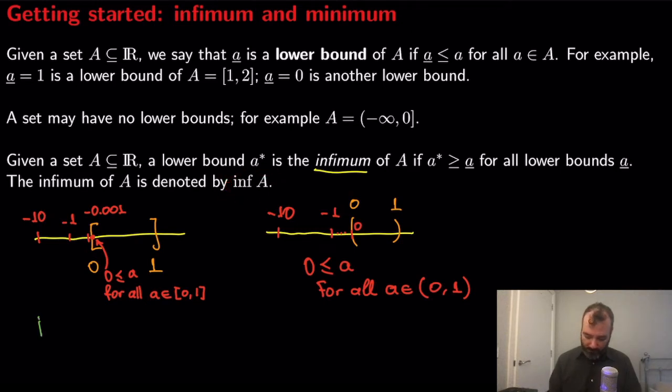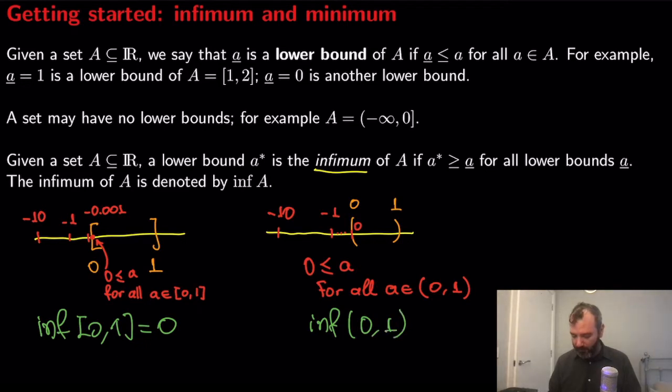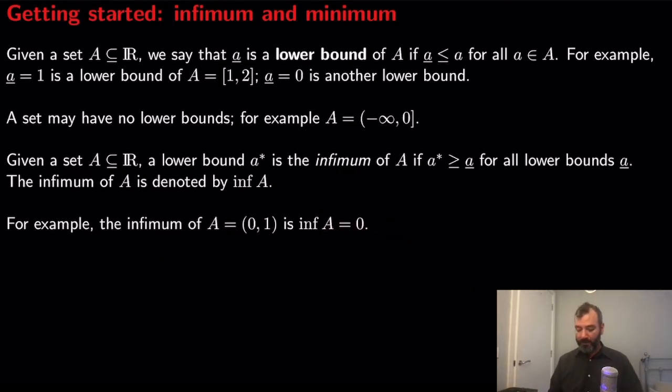So in these two cases, the infimum of the set from 0 to 1 is 0. The infimum of the set from 0 to 1, not including the limits, is again 0. That's what the infimum is. And yeah, we just gave an example.